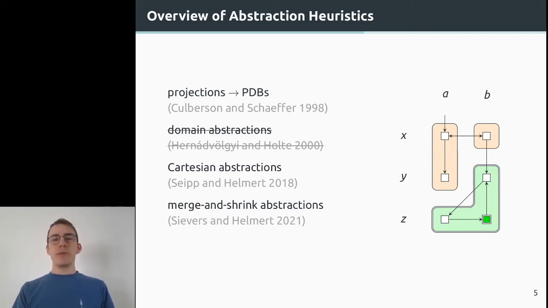Since we are not aware of any techniques to generate domain abstractions in a principled way, we don't consider them in our analysis. For projections and merge and shrink abstractions, there are ways to deal with conditional effects. But this is not the case for Cartesian abstractions. So let's have a closer look at how Cartesian abstractions are generated.